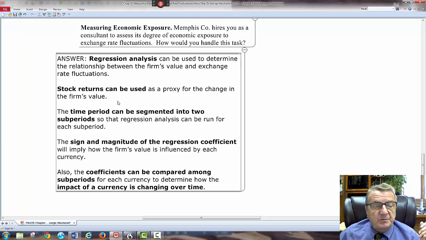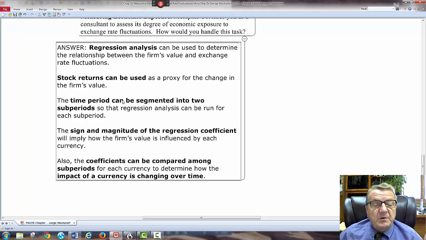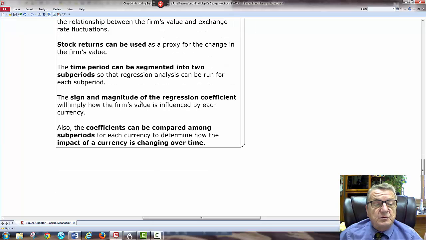Using the economic exposure, stock returns can be used as a proxy for change in the firm's value. Okay, my stock returns, how many of them sold. The time period can be segmented into two sub-periods, so the regression analysis can be run for each sub-period. I'm responding to the question. The sign and magnitude of the regression coefficient will imply how the firm's value is influenced by each currency.